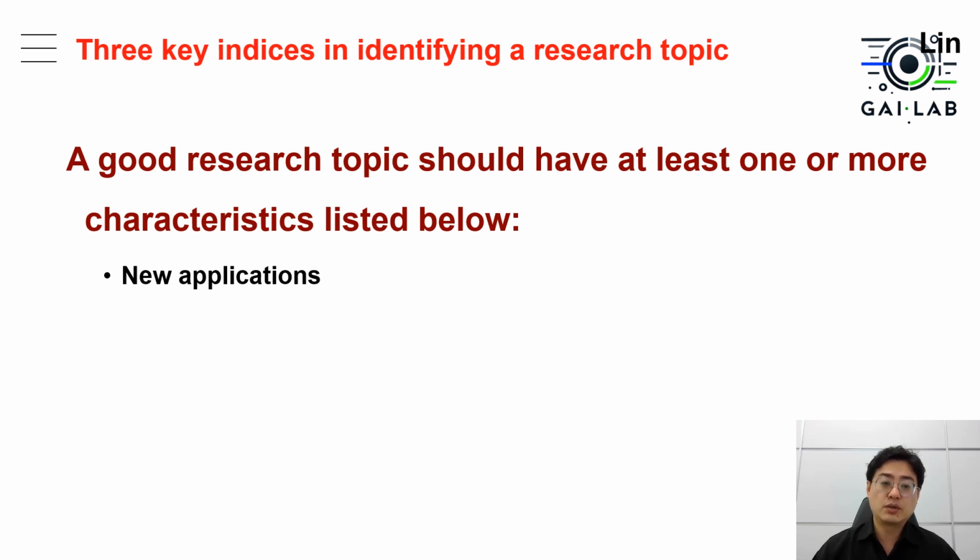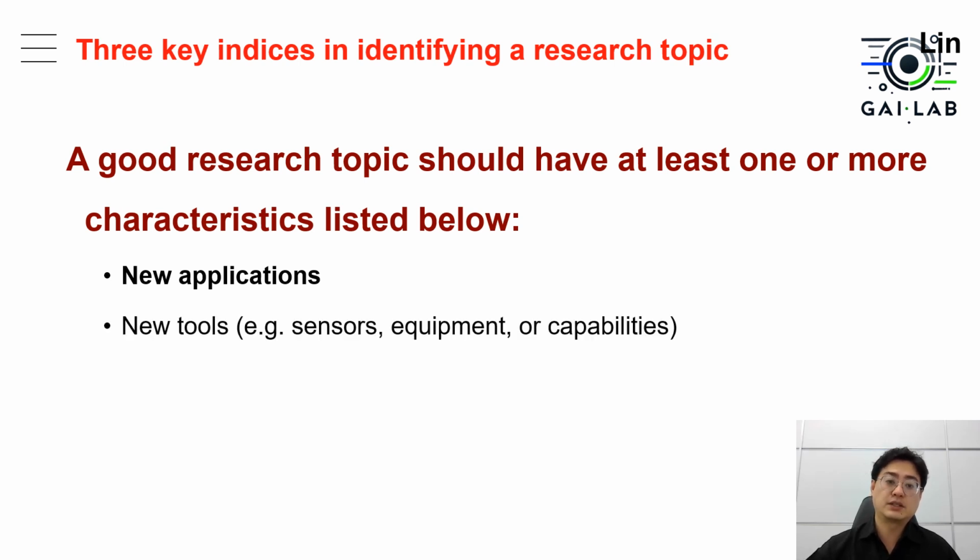So you need to have new applications to have the credibility to prove that you can solve this kind of problem. And the second is new tools. You might have some sensors, equipment, capabilities, methodology, or a system. These results you can mention to find the key indexes, and have this way to finish what's new in the finding from this part. And the third is new methodology or algorithms.